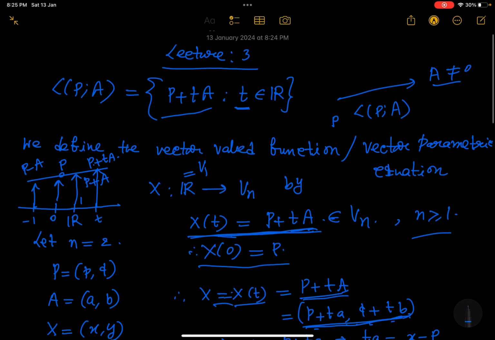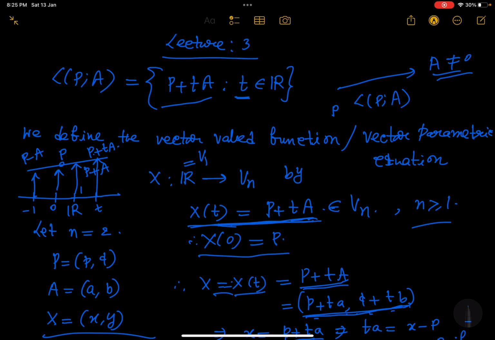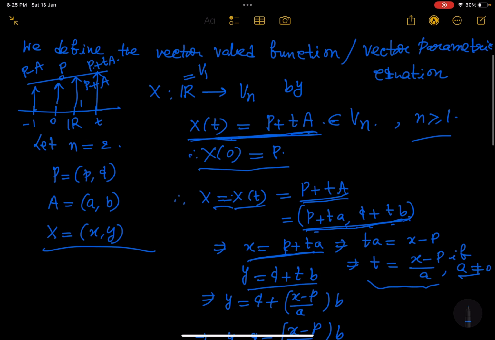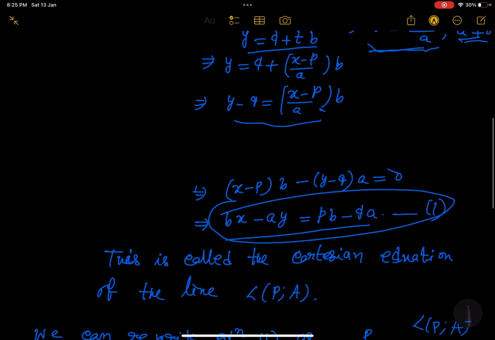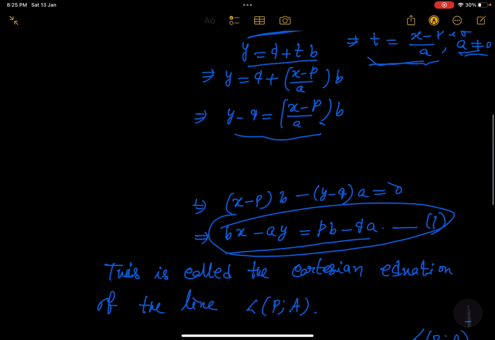Now capital A is a non-zero vector. So without loss of generality, let the first component small a be non-zero. So we can divide by small a, and we get the value of t. Put this value of t in the second equation, and we will exactly get this equation 1. These are the same equation, and this equation is called the Cartesian equation of the given line L of P comma A. This equation should involve only the point x and y. It should not involve the parameter t. This is called the Cartesian equation of the line.